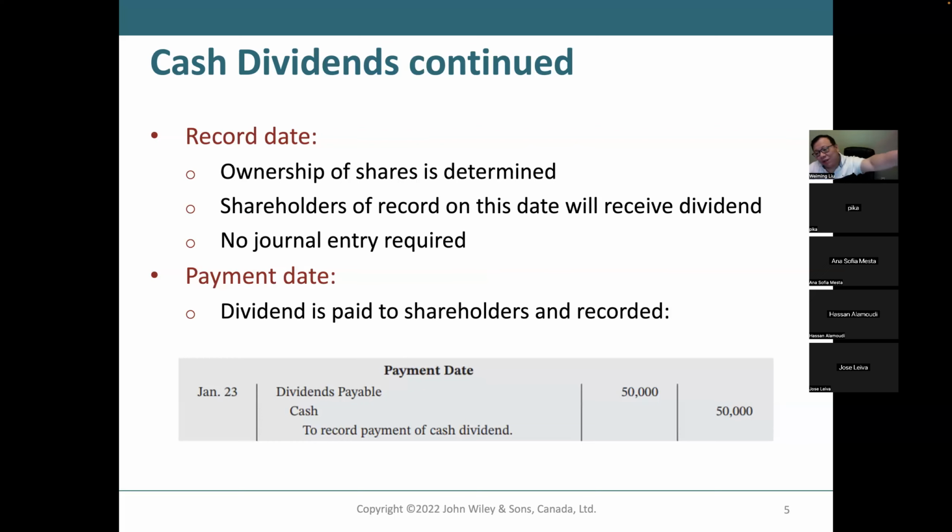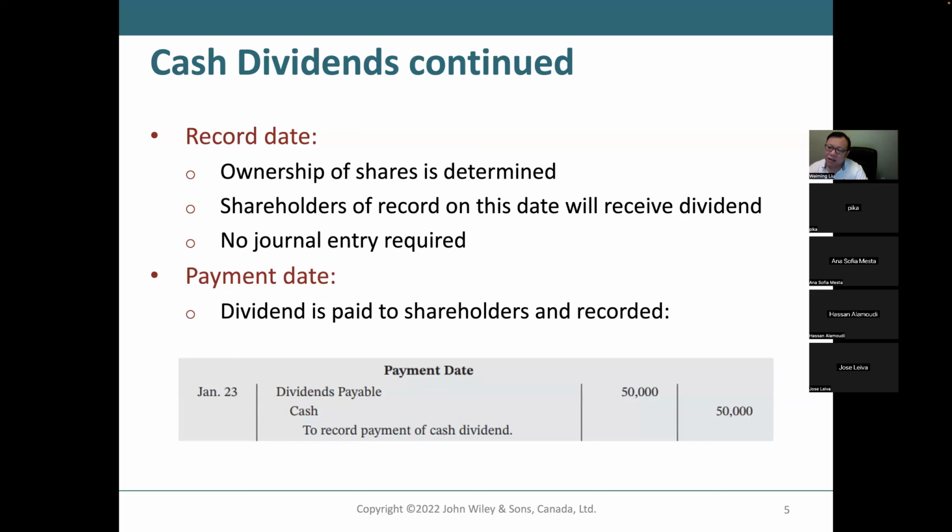Yeah. So on the record date, you just determine who is entitled to receive the dividend. Okay. And there's no journal entry. You don't have to do anything.